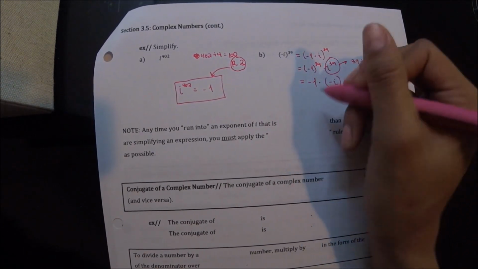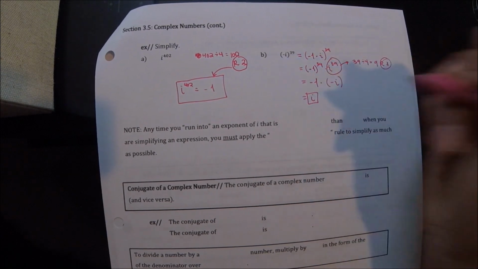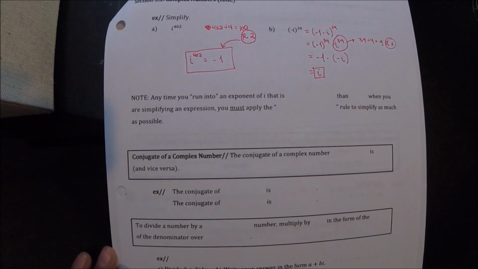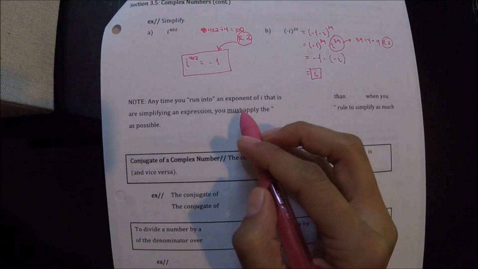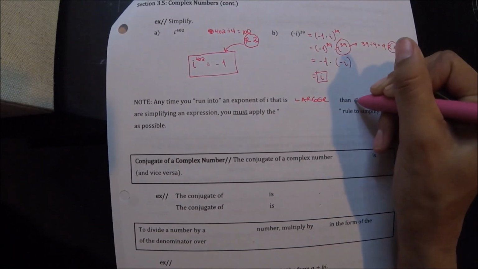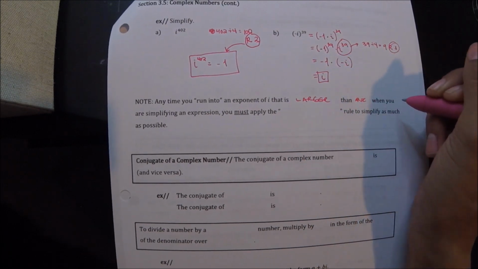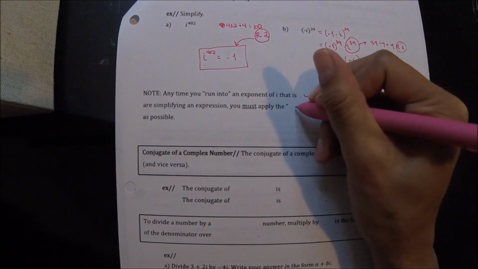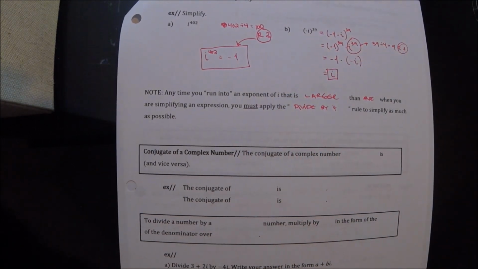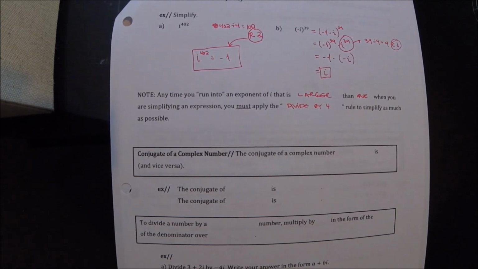So -i times -i is +i. So in general, the rule of thumb is any time that you run into an exponent of i that's larger than 1, when you're simplifying, then you must apply the divide by 4 rule to simplify as much as you can. Okay.